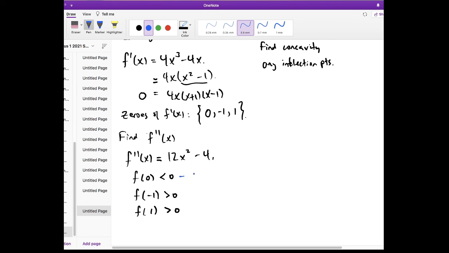Okay, so what does this mean? What are these maxes and mins? Sorry, f double prime. Okay, if f double prime of 0 is negative, what does that tell you about 0? X equals 0 is a max, yeah. So f of 0 is a max. And then these ones are mins, right?